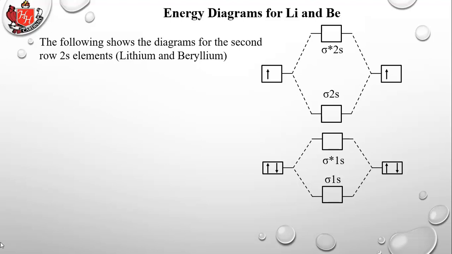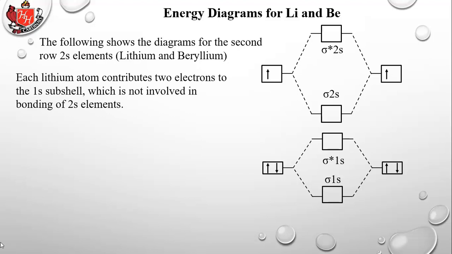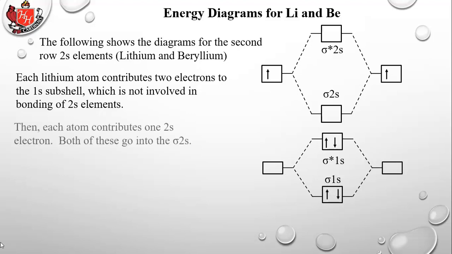Okay, so look at the periodic table. It's got 1 electron in its valence orbital. That's the 2s. So each lithium atom contributes 2 electrons to the 1s subshell, which is not involved in bonding of 2s elements. So we'll go ahead and put those in again. Those go up to the anti-bonding. The first 2 were bonding, now they're anti-bonding. So you have 2 minus 2 is 0 for the 1s.